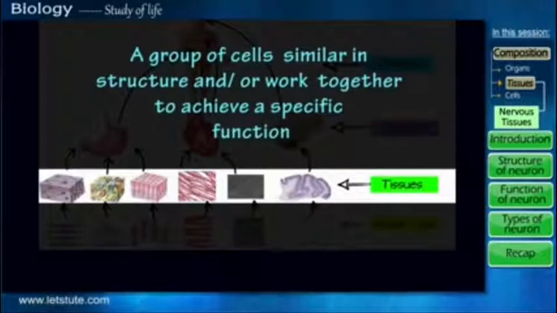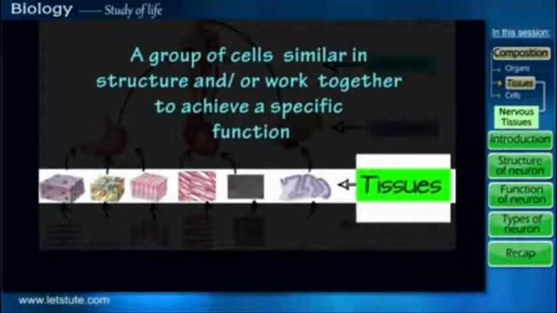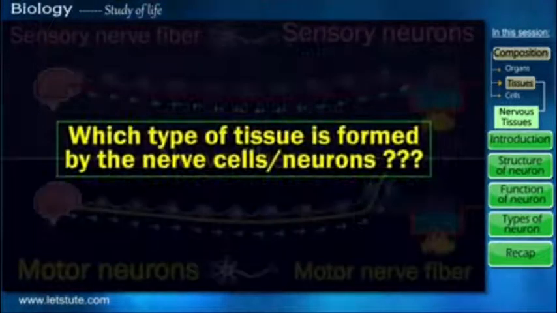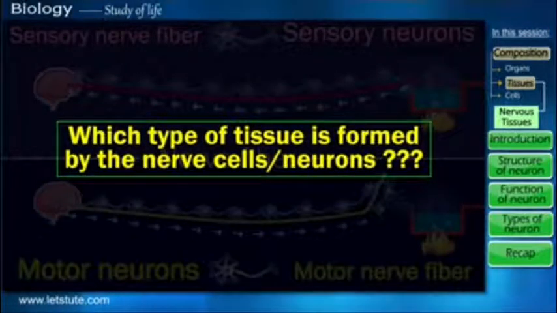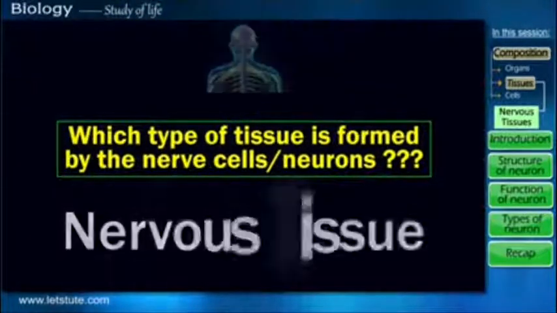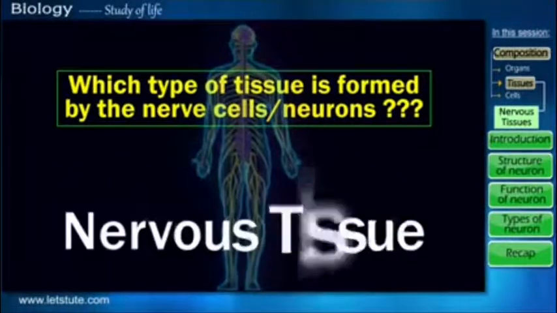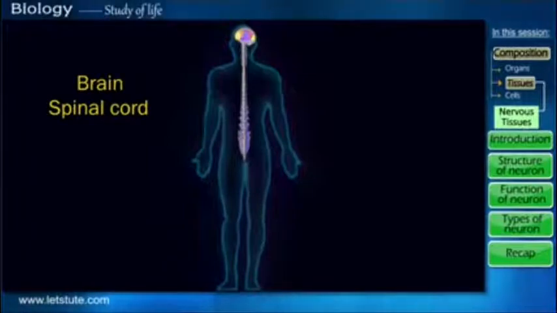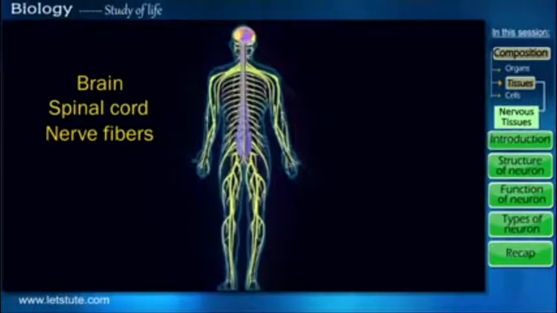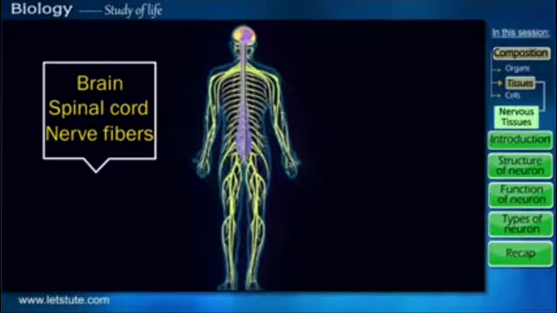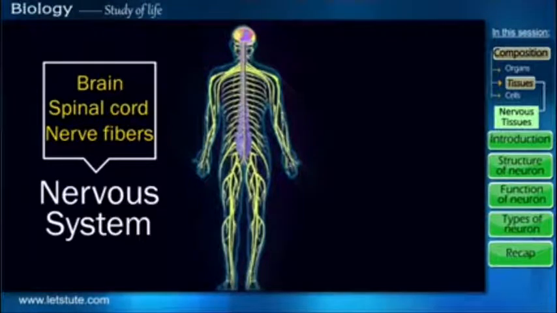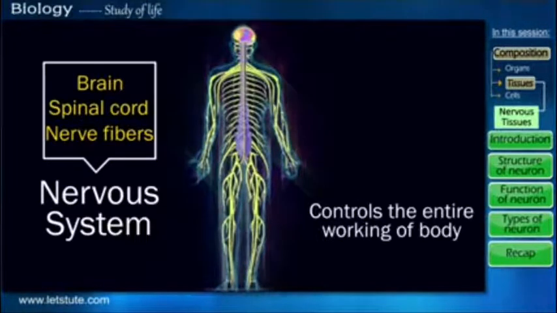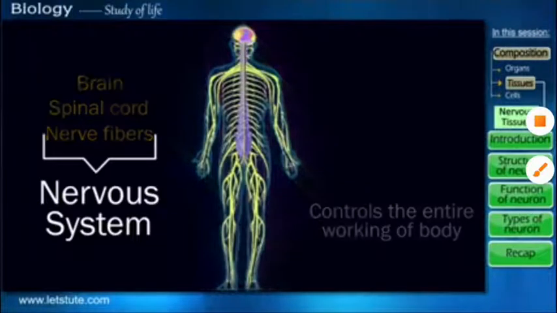A group of cells similar in structure and function we call a tissue, right? So what we have just discussed comes under which type of tissue, students? Nerve cells, neurons, all come under the nervous tissue. So our nervous tissue consists of the brain, spinal cord and nerve fibers, which control the entire working of our body.